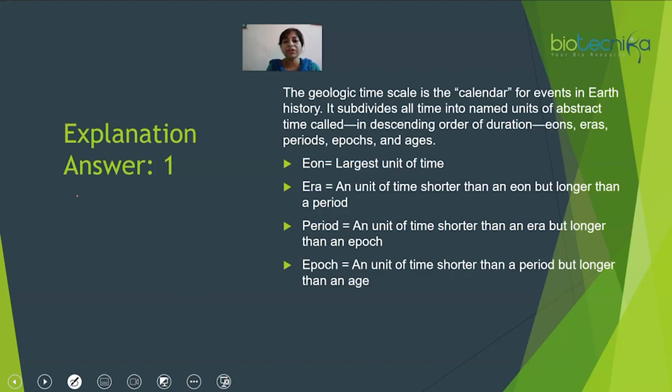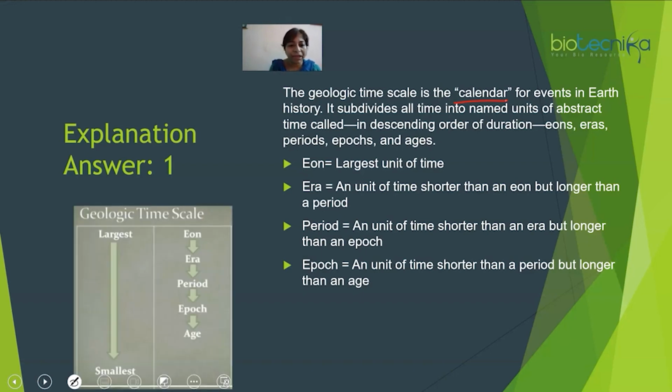So what do we mean by geological time scale? It is the calendar of events in Earth's history. It subdivides all time into named units of abstract time, called, in descending order of duration: eon, era, period, epoch, and ages. Basically, eon is the biggest time unit. So one eon will comprise many eras. One era will comprise many periods. One period will comprise many epochs, and one epoch will comprise many ages.